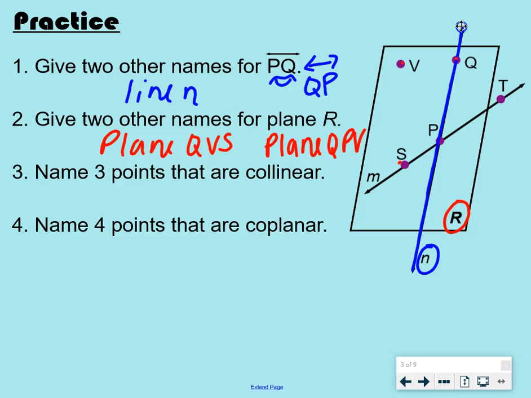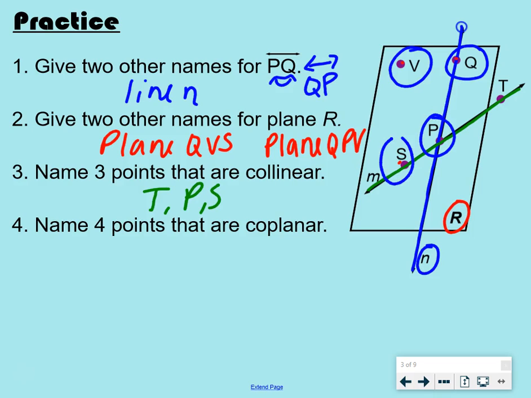Name 3 points that are collinear. So 3 points on the same line would be these points right here, T, P, and S. And then name 4 points that are coplanar, all on the same plane. We'd have Q, V, P, and S are all points that are on the same plane.